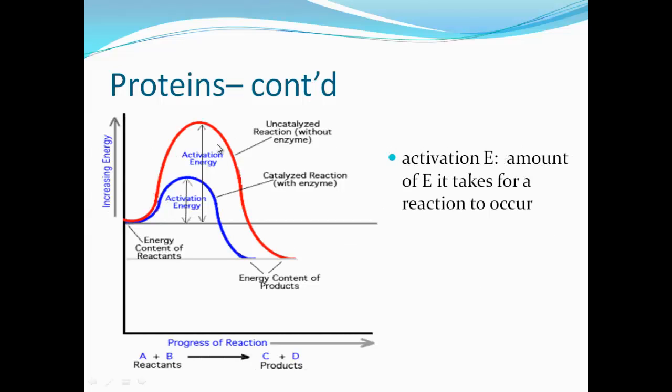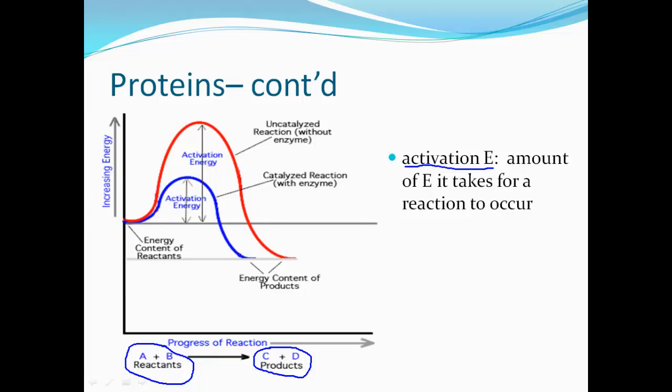Right here, we've got a graph. This graph looks complicated, but let's break it down. If I just look at the chemical reaction, so any chemical reaction, we're converting two things to two other things. This might be acid plus base equals salt plus water, for example. But there's a chemical reaction happening, and there is an energy involved to get that reaction going. It's called the activation energy. So activation energy is the amount of energy it takes for a reaction to occur.